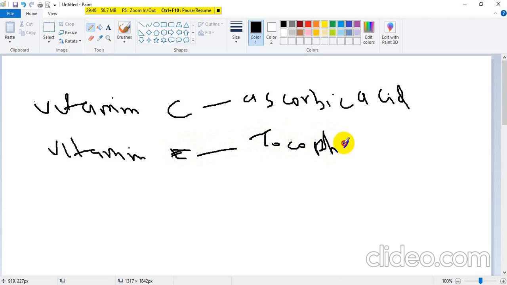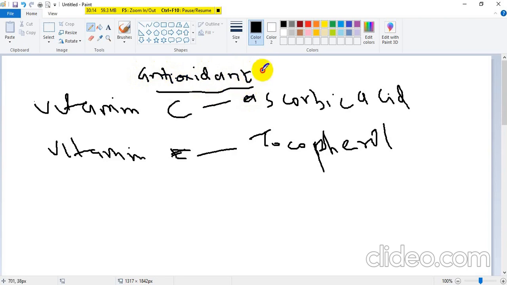Tocopherol. They are all called tocopherol, and they are all free natural antioxidants. What an antioxidant does is that it is against free radicals. It fights against what? Free radicals.